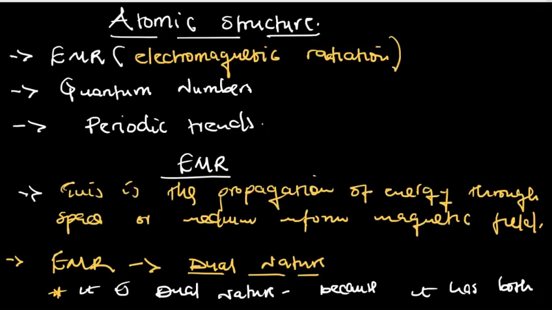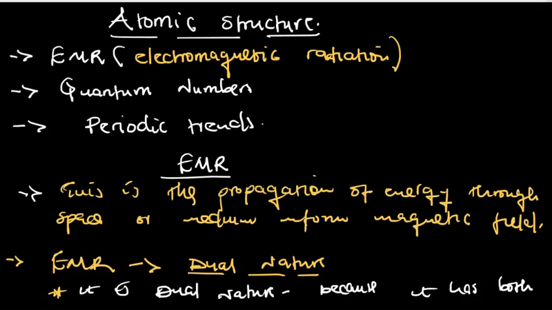The first part is basically just on the definition. We're emphasizing the fact that atomic structure is split into three respective parts. These parts include the electromagnetic radiations, we also have the quantum numbers, and of course, lastly, we have to consider the periodic trends. So this is how we are going to approach atomic structure.